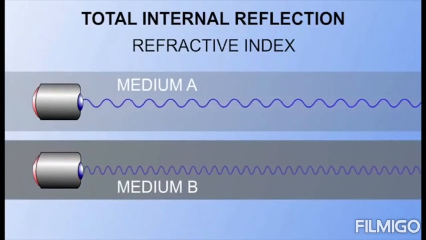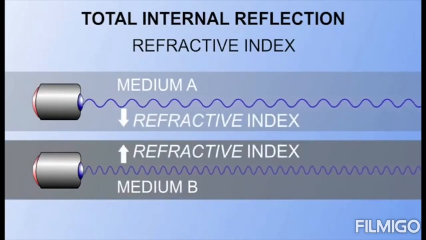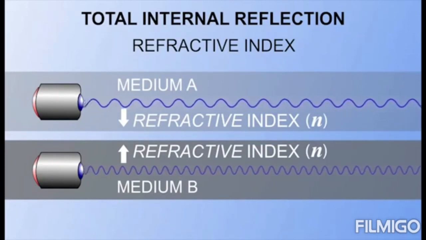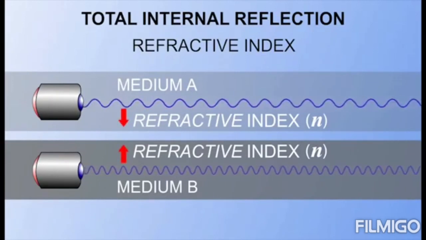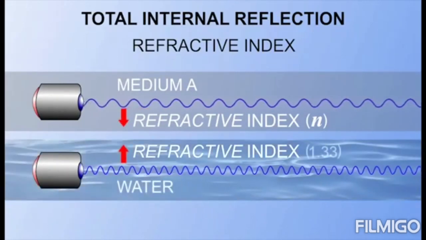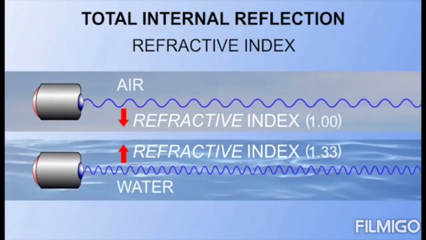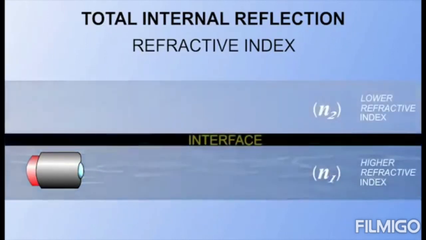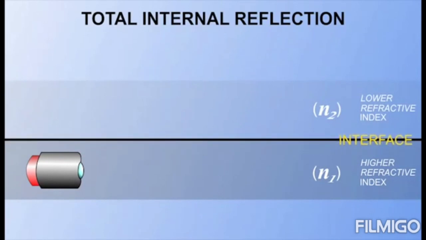Medium A and medium B each have a different refractive index, designated by a lowercase n. Medium B, with the slower moving light wave, has a higher refractive index than medium A. For example, water has a higher refractive index than air. A wave propagating through water will travel at a slower speed than the same wave in air. The boundary or interface between two mediums is where the refraction and reflection occur.